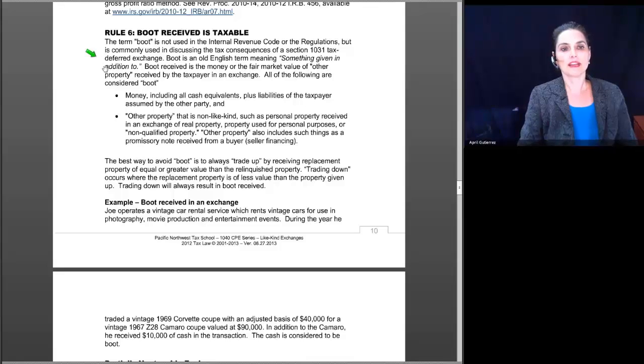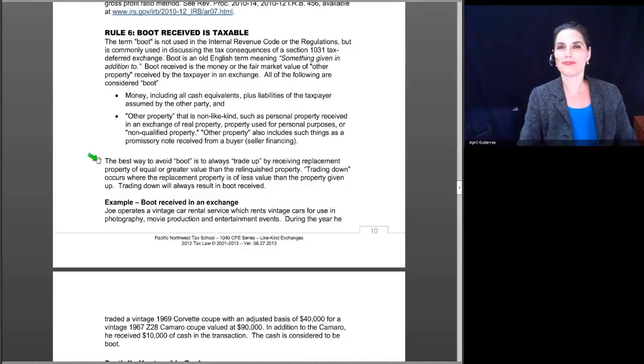Boot received is the money or the fair market value of other property received by the taxpayer in an exchange, and all of the following are considered to be boot. Money, including all cash equivalents plus liabilities of the taxpayer assumed by the other party, and other property that is not like kind, such as personal property received in an exchange of real property used for personal purposes, or non-qualified property. Other property also includes such things as a promissory note received from the buyer, which is called seller financing.